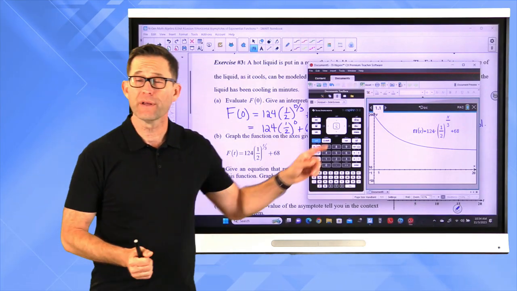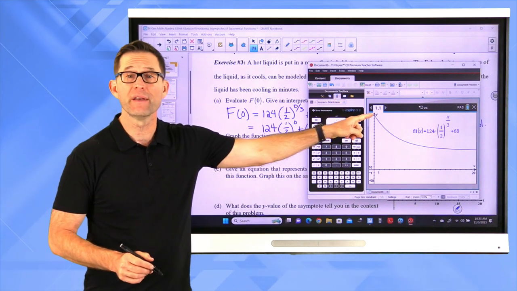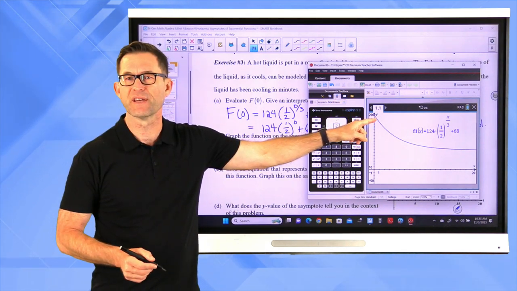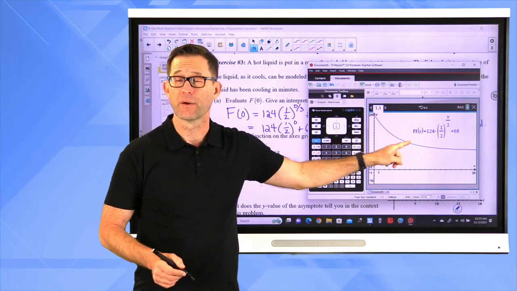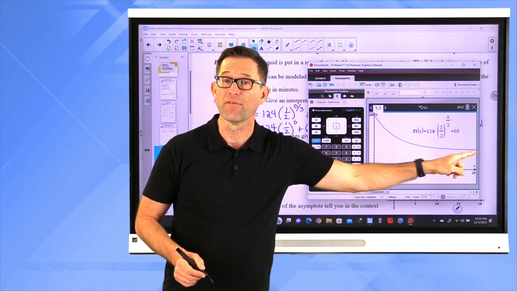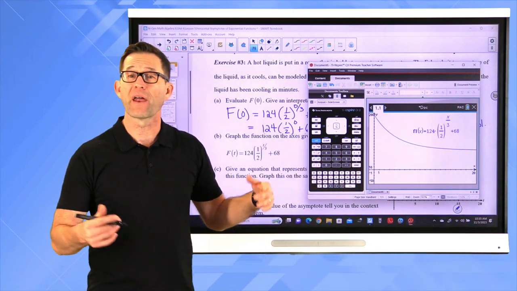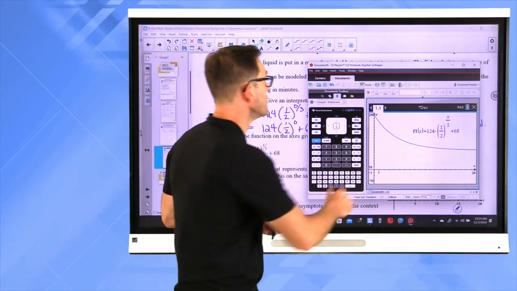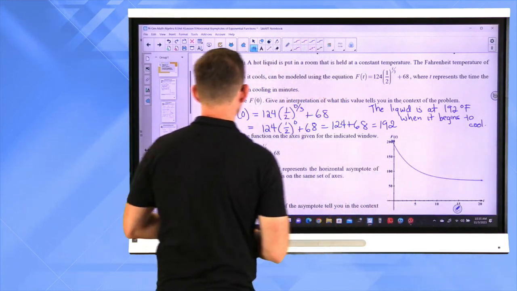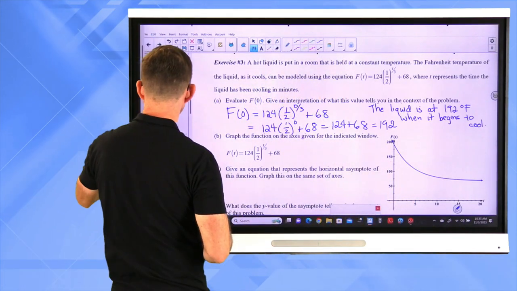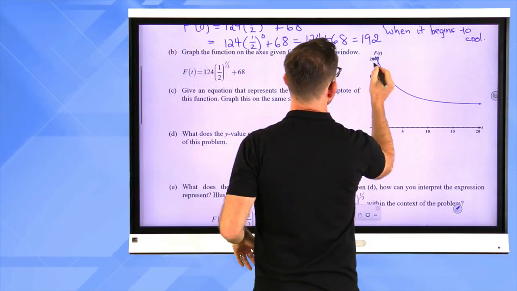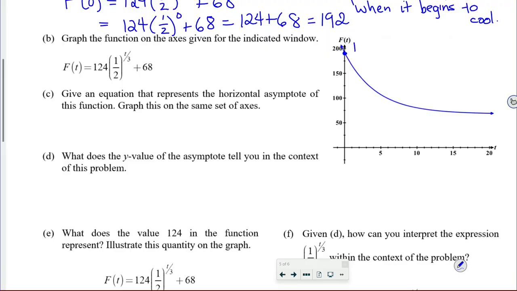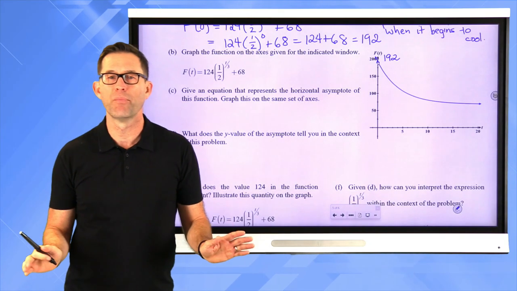Now, you can already see it's starting up here at 192 degrees, although it's a little bit difficult to say exactly where it's starting. It's going downward because the liquid is cooling and it's beginning to level out, right? It's got that horizontal asymptote. So let's just get a sketch of that on the graph. Okay, so we've got our graph. And in fact, maybe I'll even just mark this 192. Right, why not? It's our starting temperature, might as well put it on there.